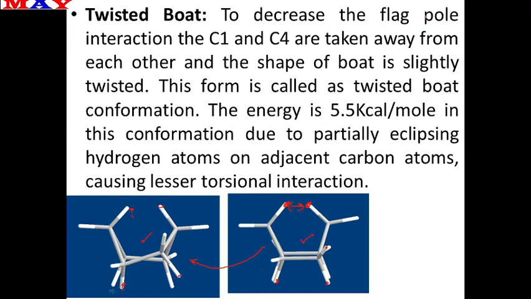To decrease the flagpole interaction, C1 and C4 are taken away from each other and the shape of the boat is slightly twisted. This form is called the twisted boat. The energy of the molecule is 5.5 kilocalories per mole in this conformation due to partially eclipsing hydrogens on adjacent carbon atoms, causing lesser torsional interaction. So here we have completed the conformational isomers of cyclohexane and their energy.